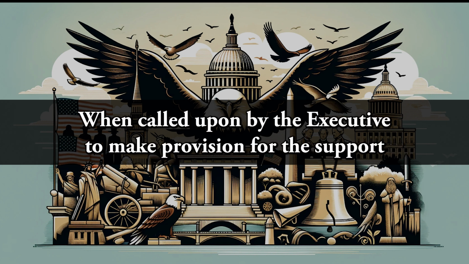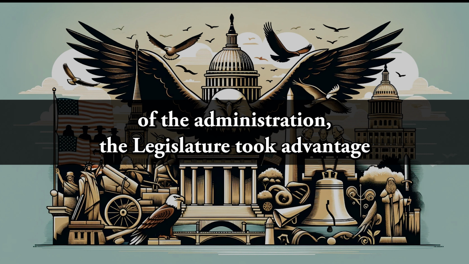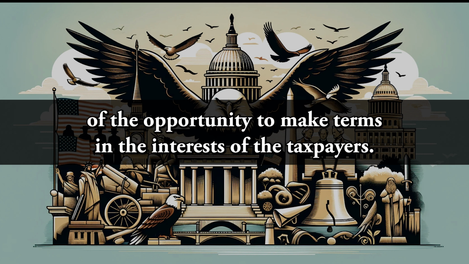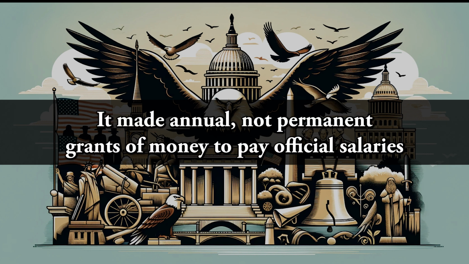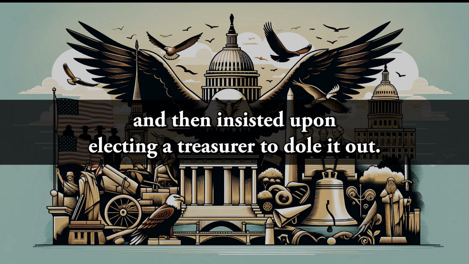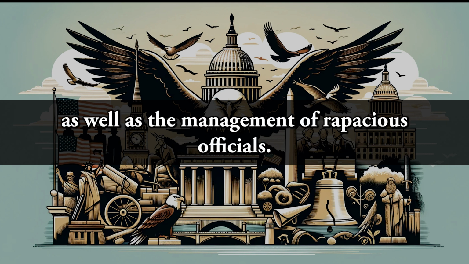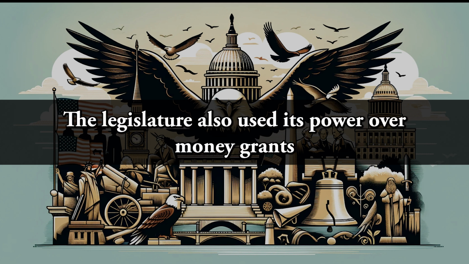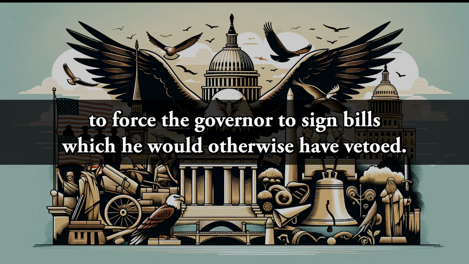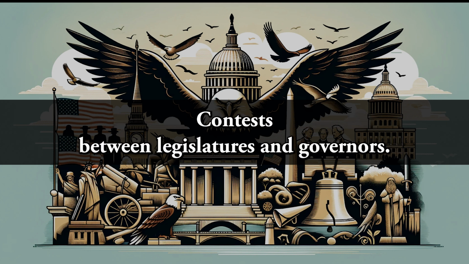When called upon by the executive to make provision for the support of the administration, the legislature took advantage of the opportunity to make terms in the interest of the taxpayers. It made annual, not permanent, grants of money to pay official salaries, and then insisted upon electing a treasurer to dole it out. Thus the colonists learned some of the mysteries of public finance, as well as the management of rapacious officials. The legislature also used its power over money grants to force the governor to sign bills which he would otherwise have vetoed.